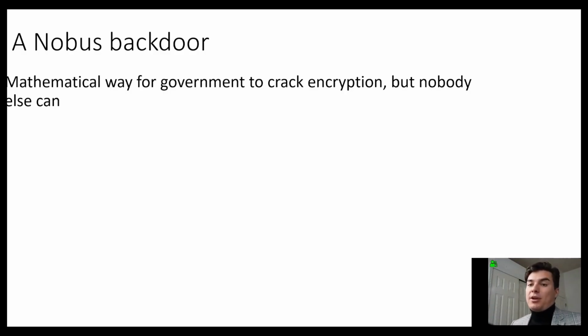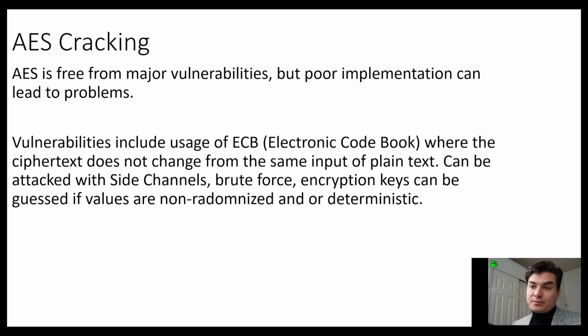A NOBUS backdoor is a mathematical way for government to crack encryption, but nobody else can. That term came from when they were creating some of these encryption standards and ways to implement encryption. They were first even stronger. However, the government didn't want them to be so powerful that they weren't able to crack them in a timely manner. So that's why it's at a point where they call it the NOBUS, where a normal person won't be able to just crack those encryption codes, but the government would be able to.